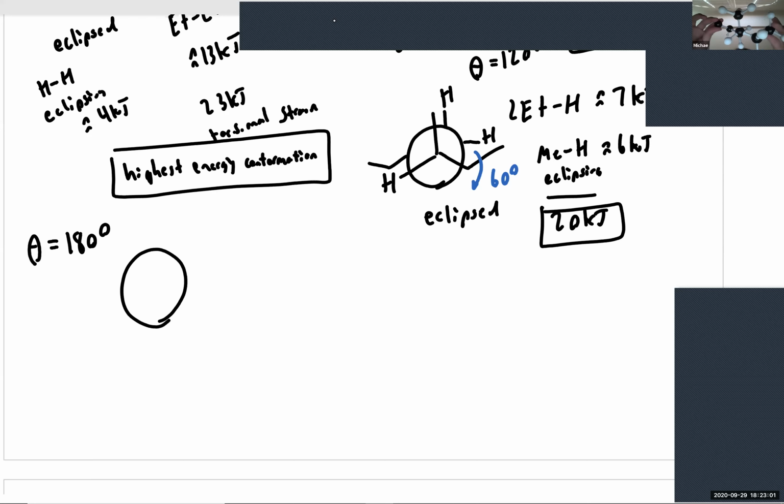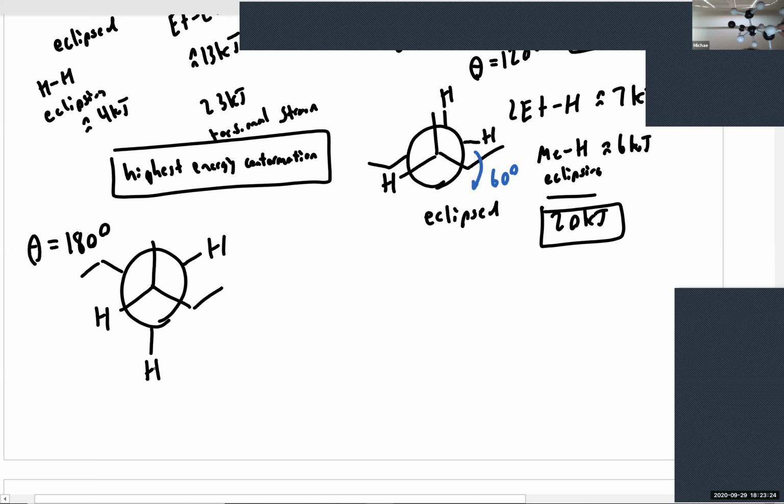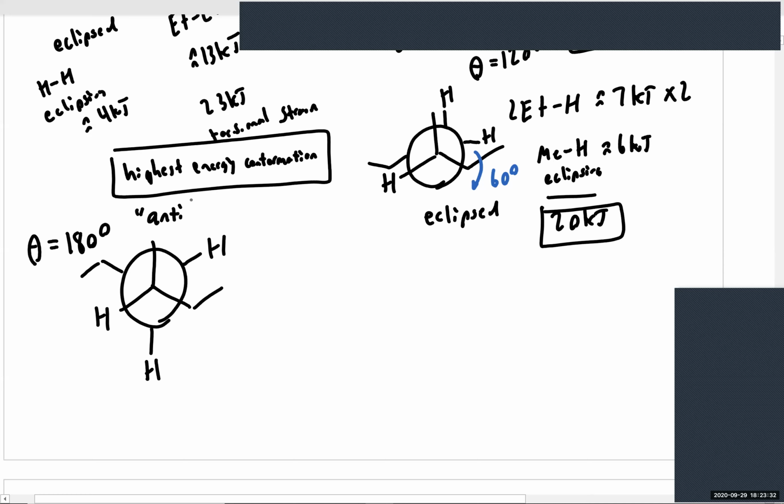Can I get some confirmation in the chat that everyone sees the anti-conformation? So now all we're going to do is draw what we see. So we have our methyl up top, our ethyl group in the front on the right, our hydrogen on the left, our ethyl group in the back on the left, and our hydrogen on the right and on the bottom. Okay, so this conformation is known as our anti-conformation. And this is going to be our lowest energy conformation.